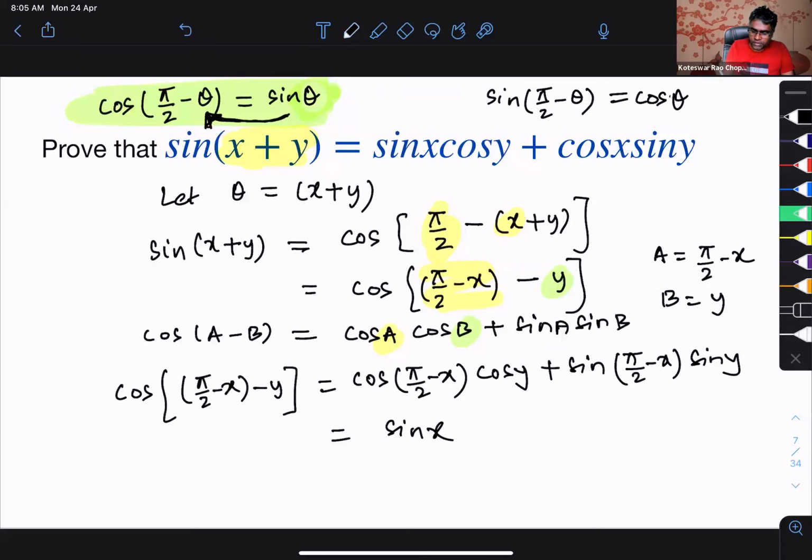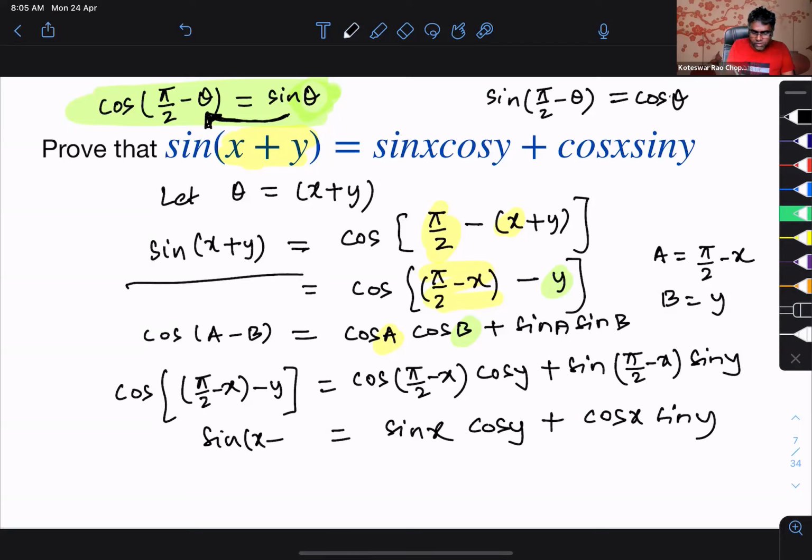And then we have cos y, plus, again, sine pi by 2 minus x. So we can use this: sine pi by 2 minus theta is cos theta. So we have cos x and sine y. And the left hand side, we know that it is sine of x plus y. Okay, so I think that's it.